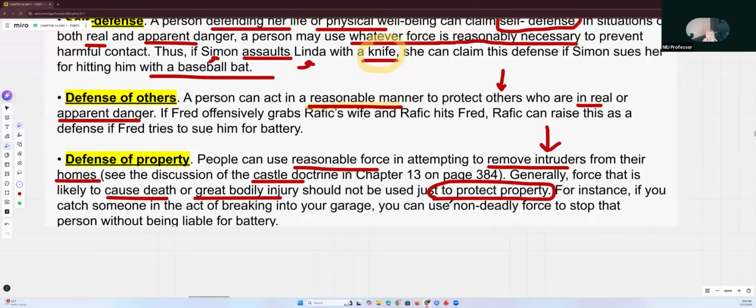You can use reasonable force. Deadly force is usually not encouraged. It's not a great defense, and it depends on the circumstances. It depends on the facts. But usually we just want you to use reasonable force or reasonable defense of your property, and nothing that causes death or great bodily injury. We would consider that excessive, but once again, it depends on the circumstances. It depends on the facts.